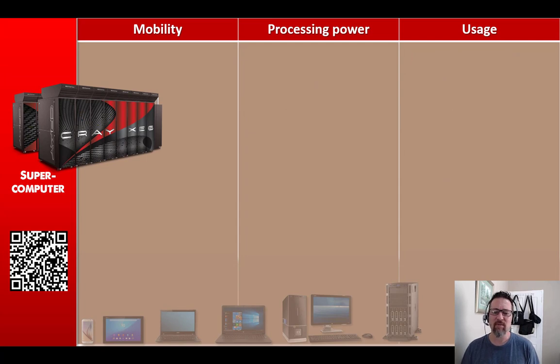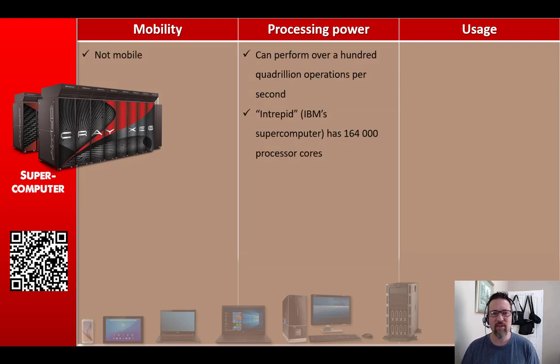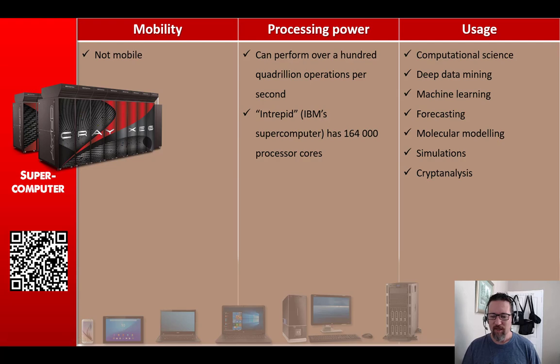The supercomputer is something that not many of us will ever really get to see. These are very, very big computers, and they are made to be exceptionally powerful. The processing power, for example, of Intrepid, IBM's supercomputer, has 164,000 processor cores. That means it can perform over 100 quadrillion operations per second. That is very, very fast. So what do we do with all that power? Computational science, deep data mining, machine learning, forecasting, like weather forecasting, molecular modeling, simulations, cryptanalysis, breaking codes, things that we need exceptional power for. That's what supercomputers are for.